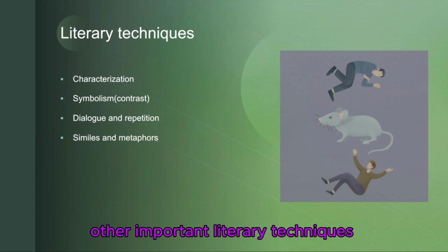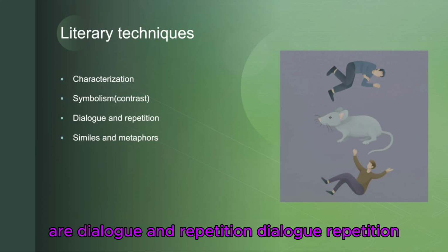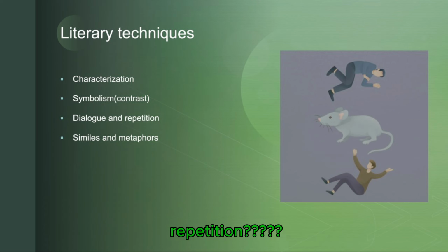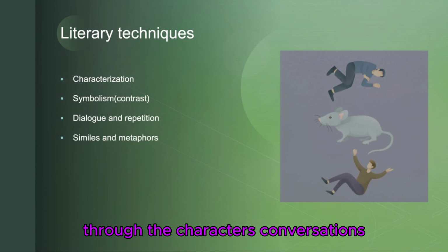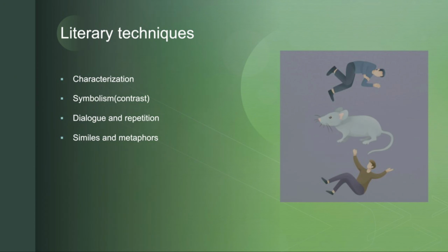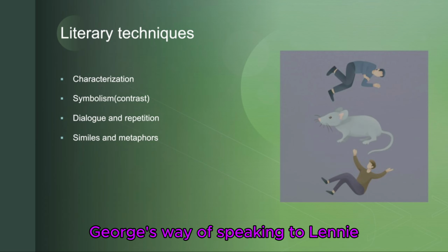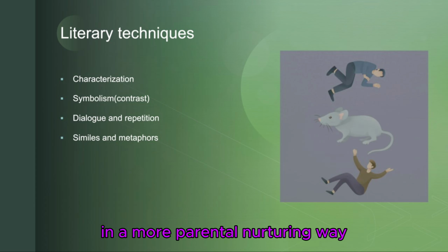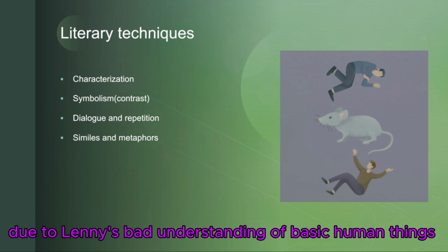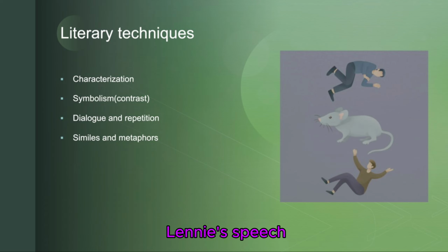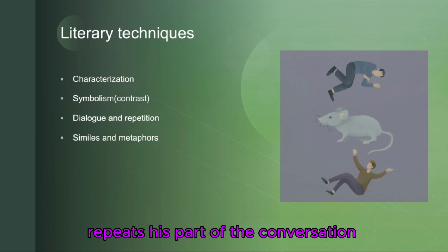Of course, other important literary techniques are dialogue and repetition. Through the characters' conversations and repeated phrases or actions, Steinbeck highlights the tension between nature and nurture. For example, George's way of speaking to Lennie. George speaks to his friend in a more parental, nurturing way due to Lennie's poor understanding of basic human things. Lennie's speech is in a more natural way, almost always speaking like a child, unexposed to the real world.